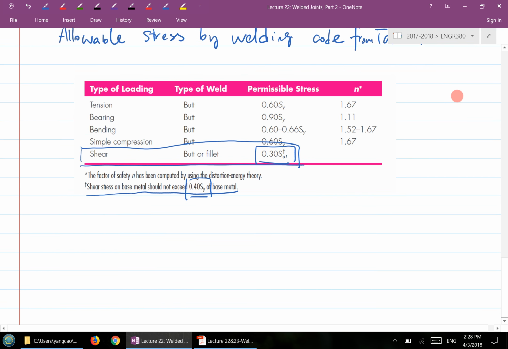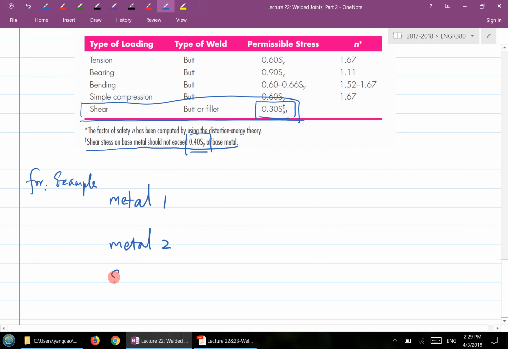So here's what I'm saying. I'll give you an example. Let's say we're welding two metals together. There's one metal plate 1, and then there's another metal plate 2, and then you're using an electrode. So three things basically: one plate here, one plate there, and an electrode, trying to put them together.